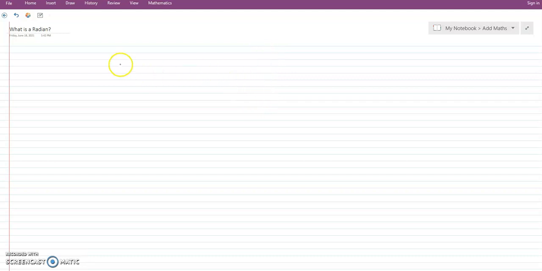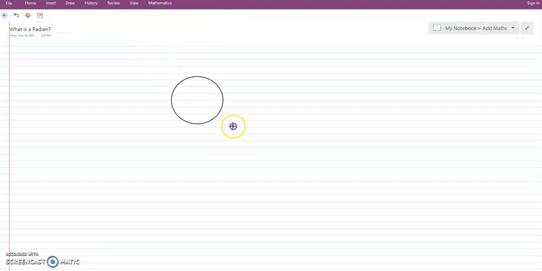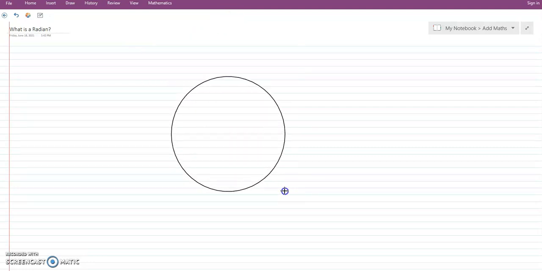Now, we want another unit which describes the circular distance between two points. Let's say we have a circle, and this is the center of the circle. Let's insert a line here. This line, from the center to the circumference of the circle, is called a radius. Let's put another line about here. So this is one radius, and this is another radius.